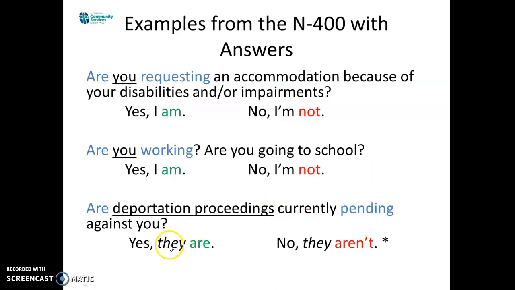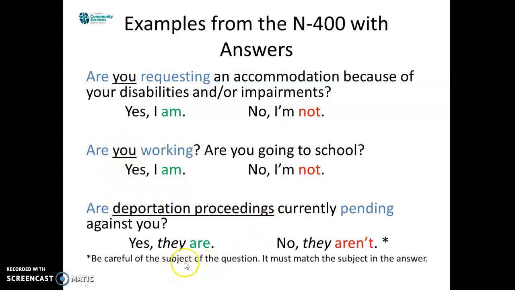So you see here, the question for the last one is asking about deportation proceedings. It's not asking about you. So you need to make sure that the subject of the question matches the answer. So deportation proceedings, the subject pronoun that we can use for this noun is they. So yes, they are. They means deportation proceedings. Or no, they aren't, right? The subject is still they because it matches with deportation proceedings.